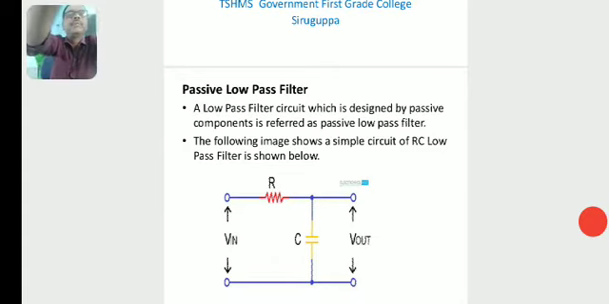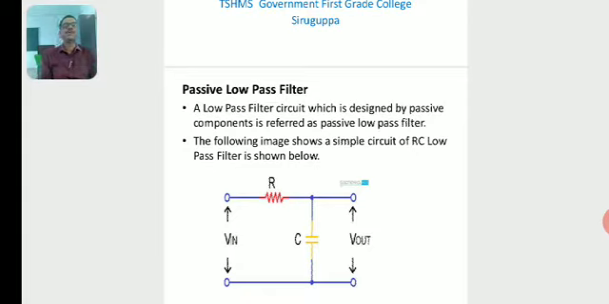So look here. Today we will discuss the passive low pass filter. A low pass filter is a filter which allows the lower frequency range, that means below the cutoff frequency. A low pass filter circuit which is designed by passive components is referred to as a passive low pass filter.